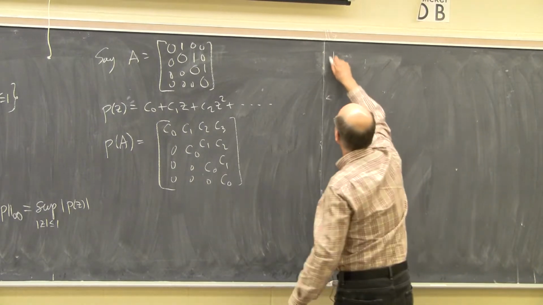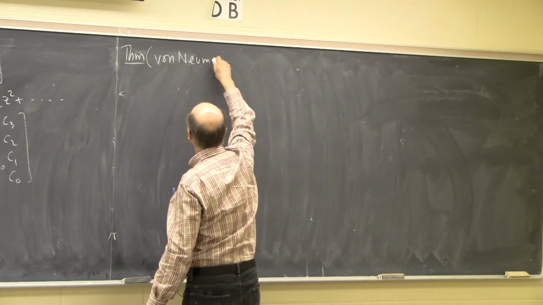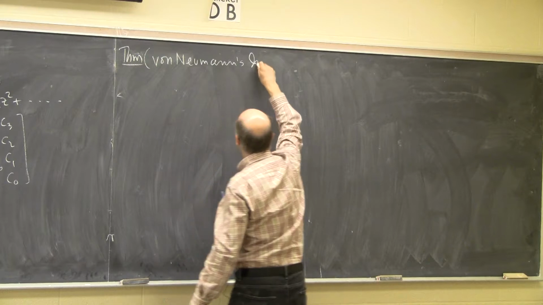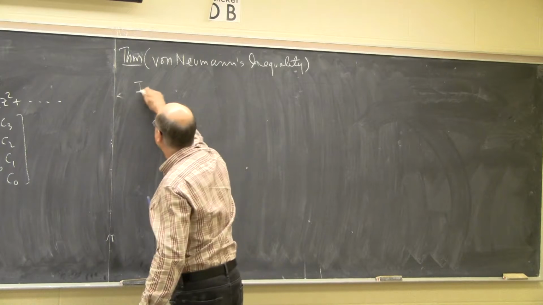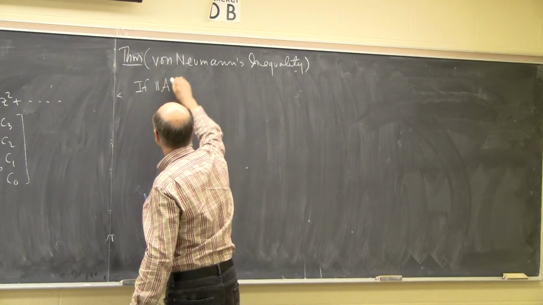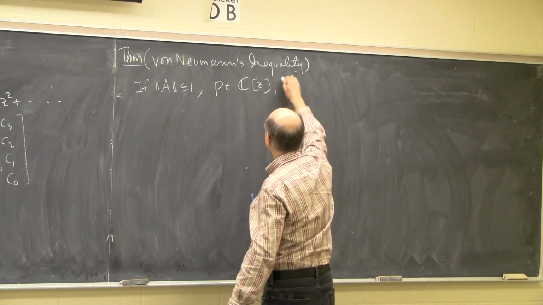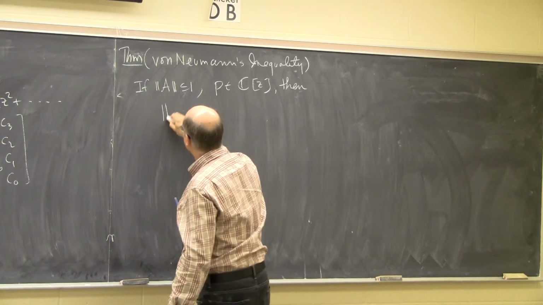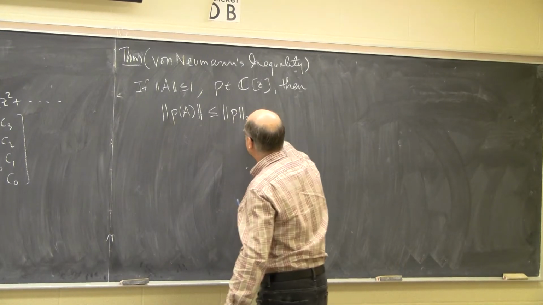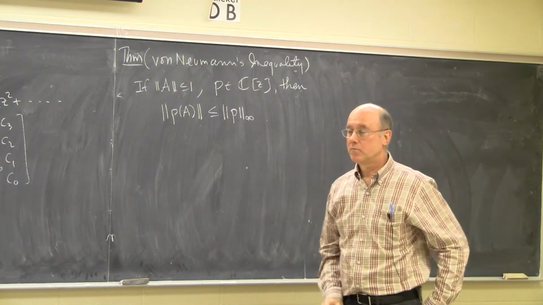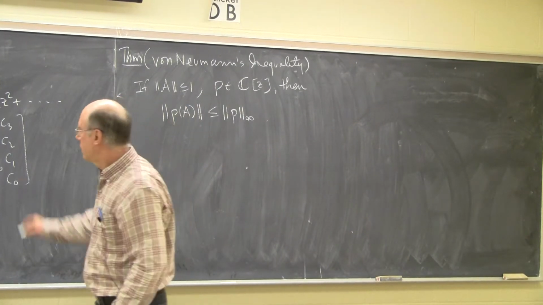So, the theorem known as von Neumann's inequality is that if the norm of A is less than or equal to 1 and P is a polynomial, then the norm of P of A is less than or equal to P infinity, the sup over the disk. Right? It's easily true if A is normal, but it's not at all clear for these others.